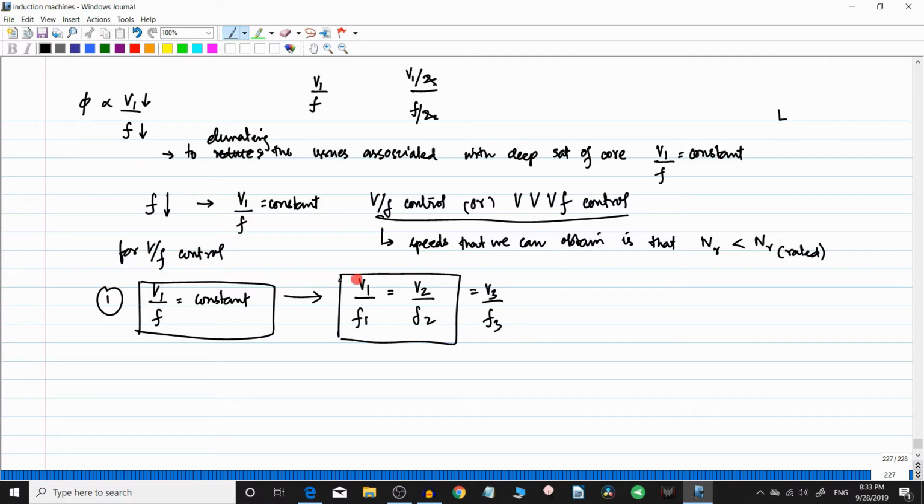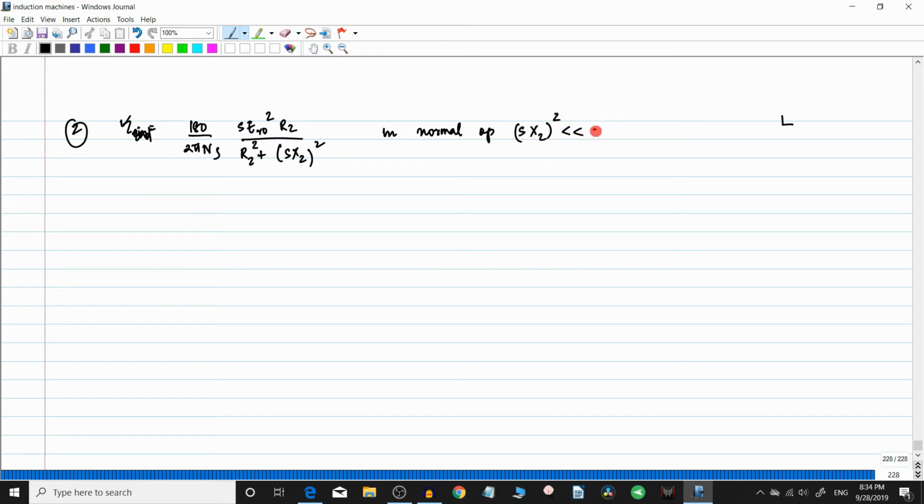Now we have to see the next condition. The next condition is the electromagnetic torque equation we have already seen. The induced torque equation, sometimes also called electromagnetic torque, is approximately 180 divided by 2 pi Ns, into S into E20 square into R2 divided by R2 square plus S X2 the whole square. Already I have told you, in normal operation S value is very less. So S X2 the whole square will be very less as compared to R2 the whole square.